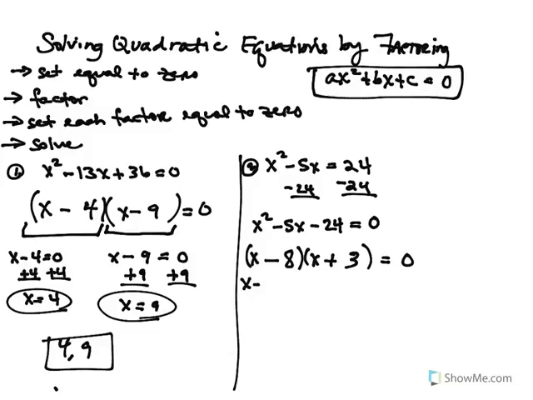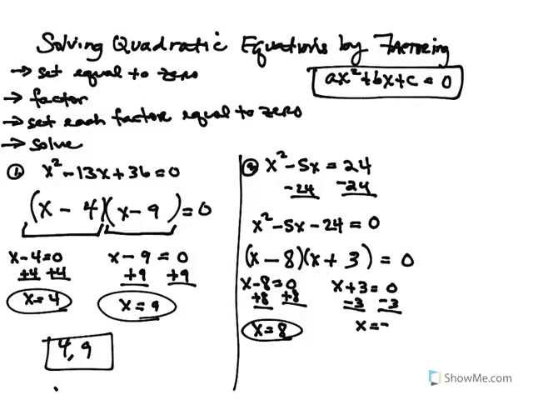So I'm going to get x minus 8 equals 0 and x plus 3 equals 0. So plus 8 plus 8, and minus 3 minus 3. So I get 8 and negative 3 as my answers, and that is it. That is how you solve quadratic equations by factoring. That's it.